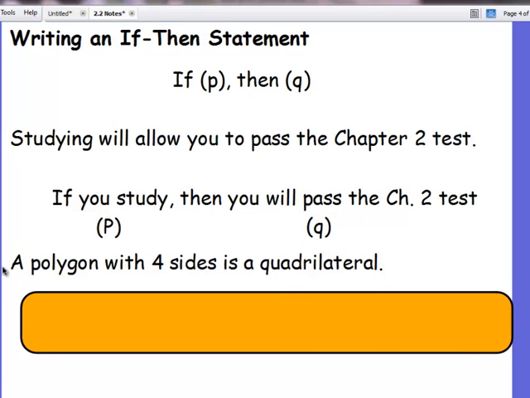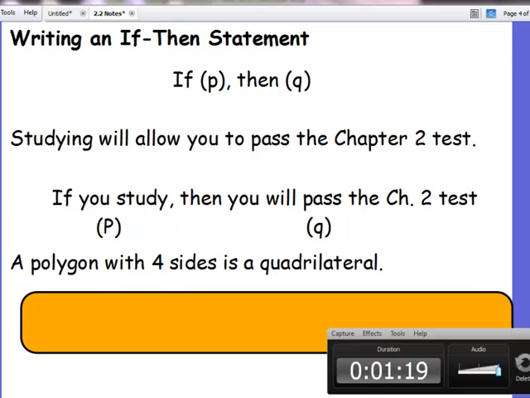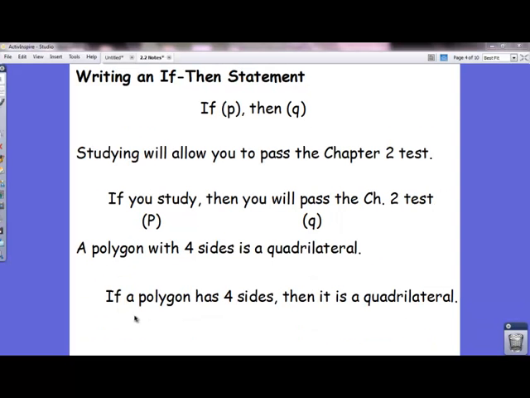Okay, here's another one. A polygon with 4 sides is a quadrilateral. Work on your own to write your own if-then statement. When you're finished, resume the video. Okay, you should have, if a polygon has 4 sides, then it is a quadrilateral. A polygon has 4 sides is our hypothesis, and it is a quadrilateral is our conclusion.